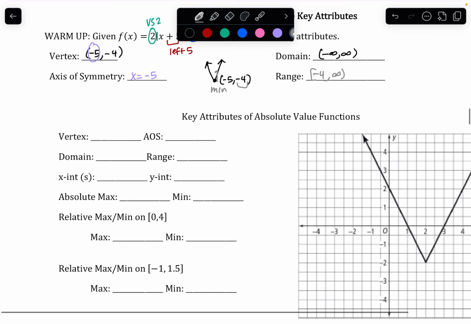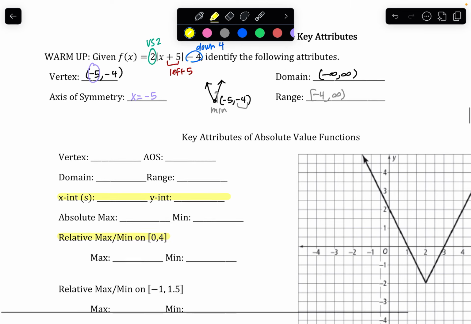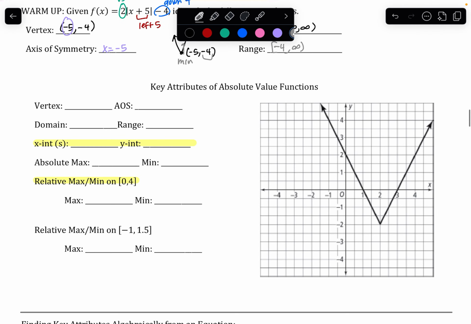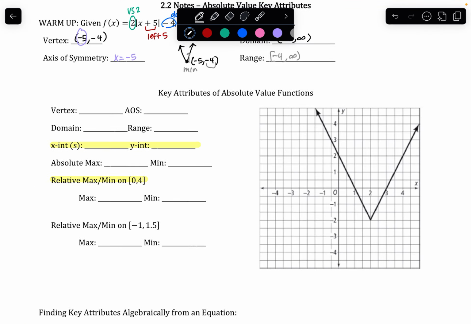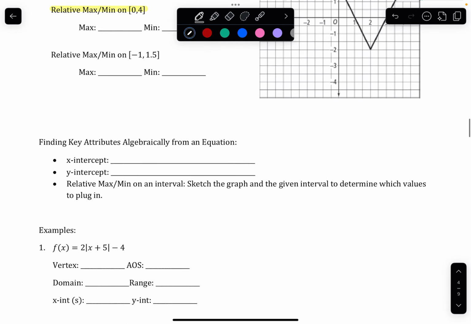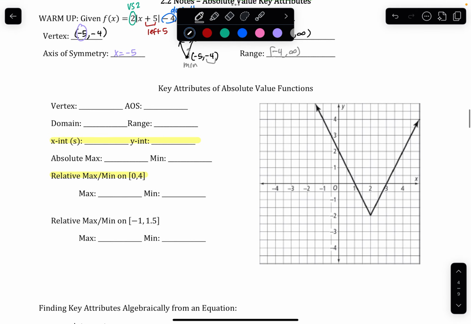The new pieces today are going to be the intercepts, and the absolute max and min we've talked about, but the new part will be the relative max and min on a given interval. Okay, and so here we have a graph, and so if you have the graph, that's going to help tremendously. And so if we don't have a graph, we are going to sketch a graph just so we can see what's going on.